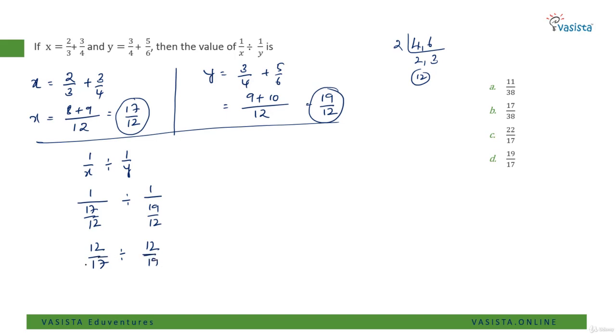Now you know how to do fraction division. That is going to be 12 by 17 into, you need to write the reciprocal of this, that is going to be 19 by 12. 12 will be cancelled. The answer you are going to get is 19 by 17. Option D is the right one.